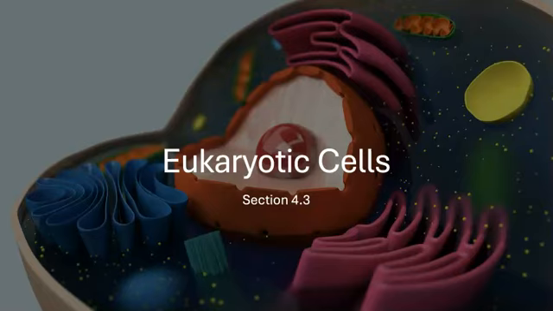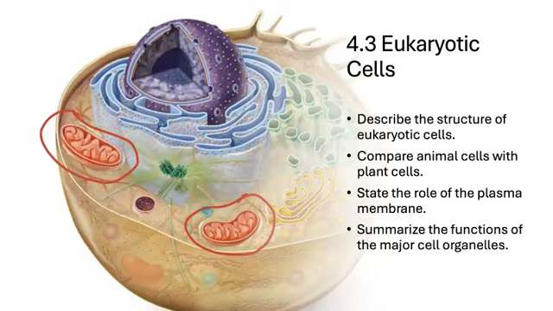Hello and welcome to our section 3 video where we are going to talk about eukaryotic cells. Our learning objectives are to describe the structure of eukaryotic cells, compare animal cells with plant cells, state the role of the plasma membrane, and summarize the functions of the major cell organelles.